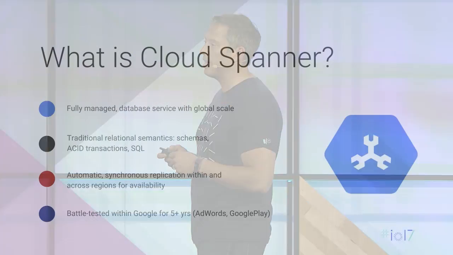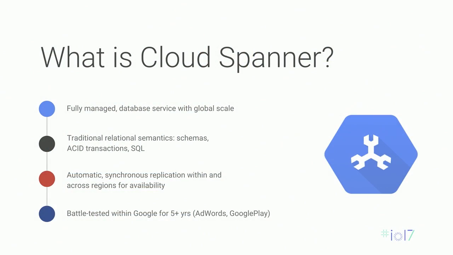The second thing was it's a traditional relational database. So it gives you relational semantics. So you have rows and tables and schemas, as well as the transactional capabilities. You have active transactions across as many rows as you want. You can update hundreds or millions of rows in a single transaction, and you get to use SQL.